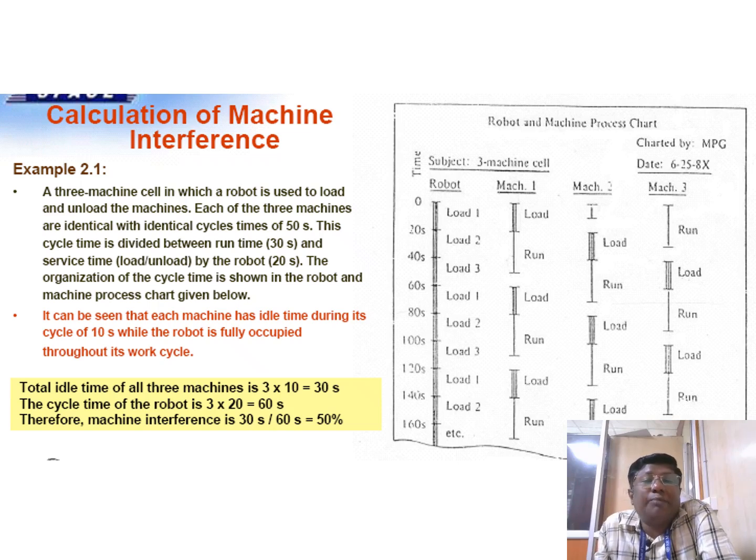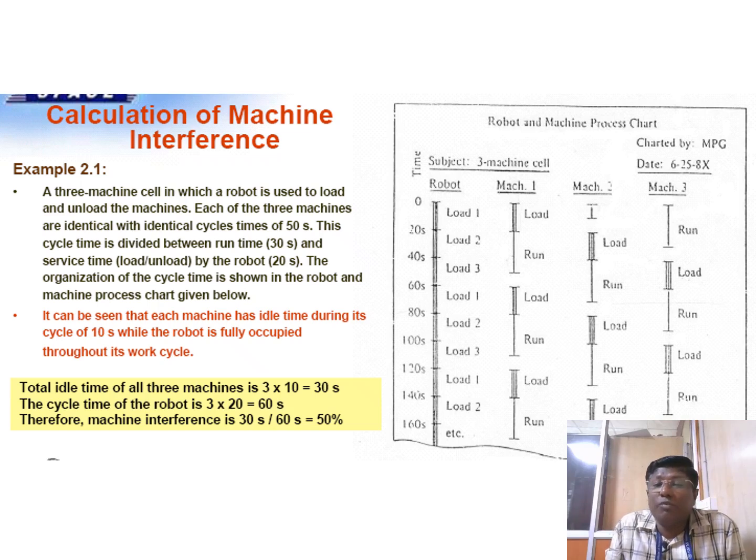So the machining time, the real machining time, is 30 seconds. Loading into the machine by the robot and unloading take 10 seconds each. So that is the split-up. The cycle time shown for the robot and machines is given below. It can be seen that each machine is idle during its 10 seconds, while the robot is fully occupied.